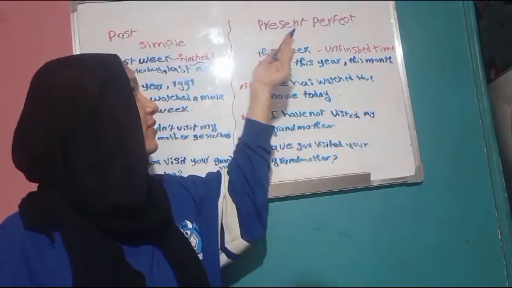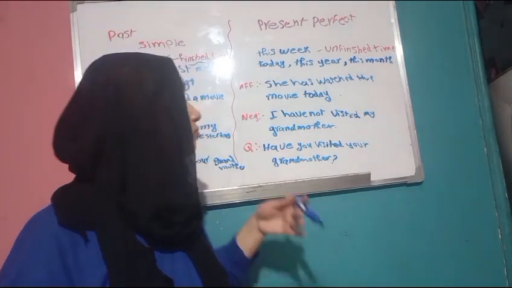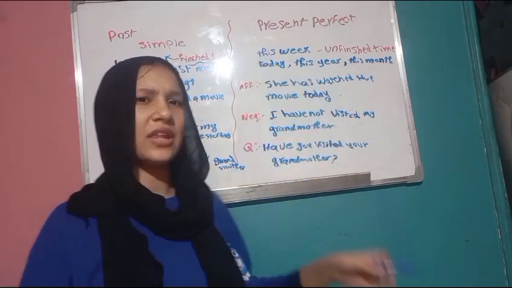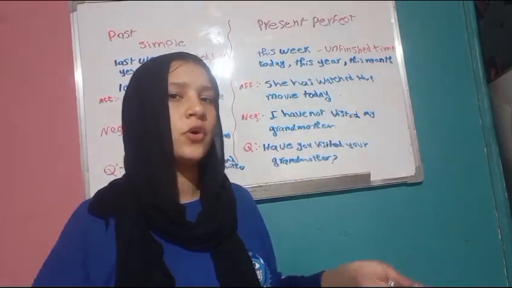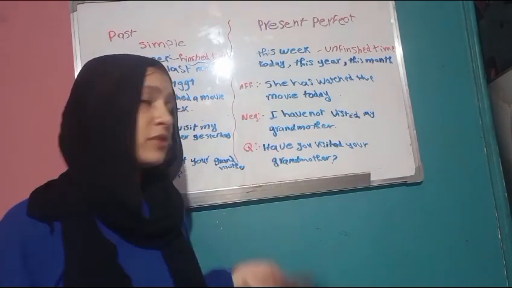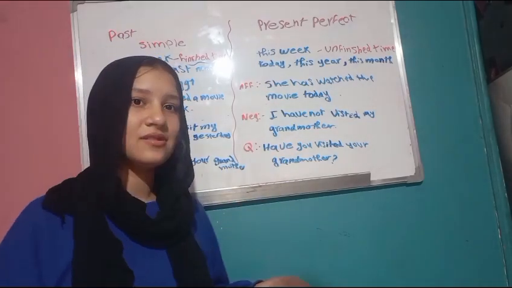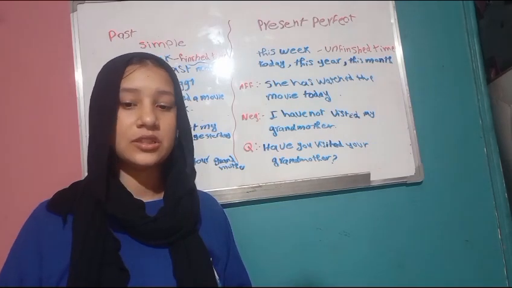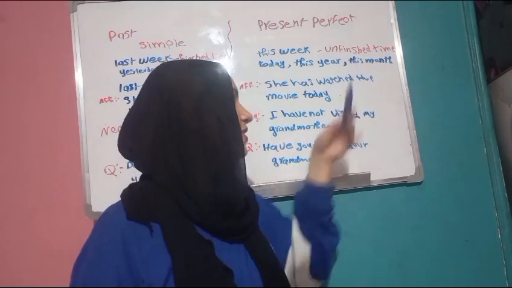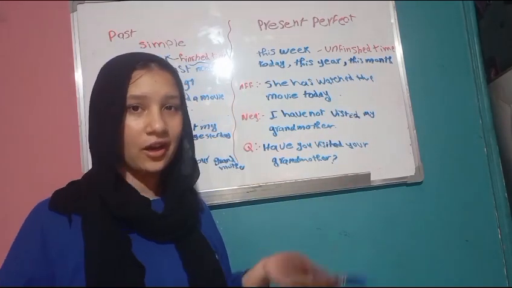But the present perfect tense is used with unfinished time, like this week. Is this week finished? No. So this is from the words of the present perfect. And here, today. Today is unfinished time. This year, this month. All those are unfinished time.